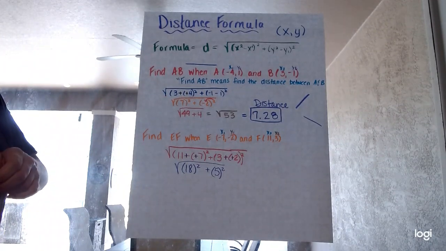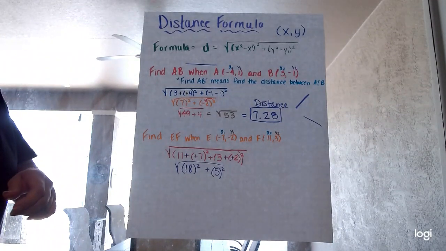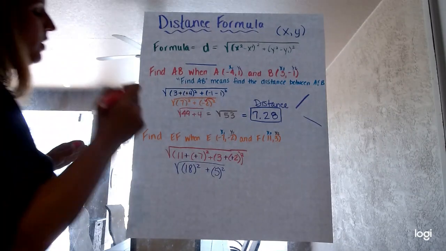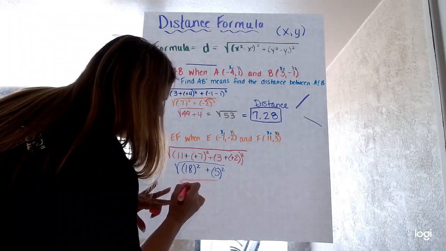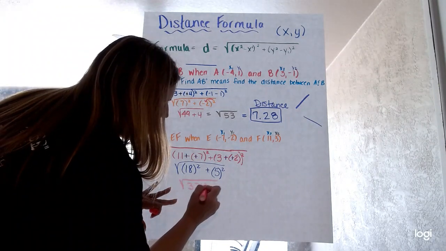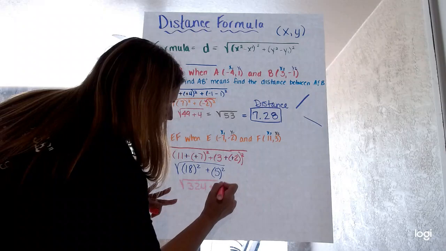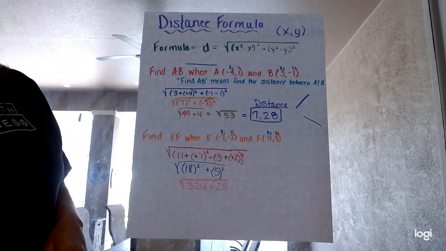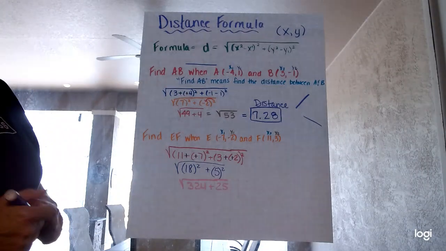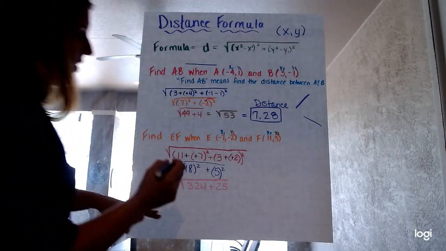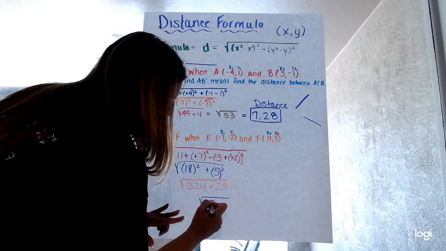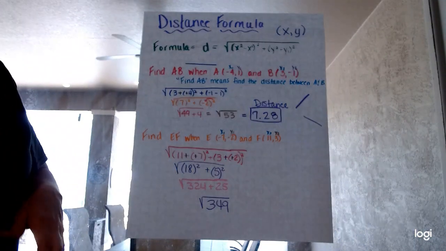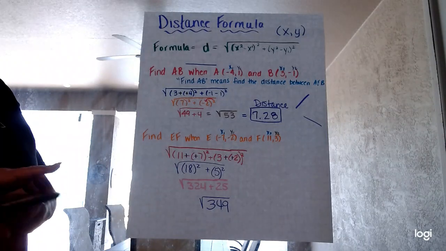So now, I'm so sorry, I'm trying to find a color that you'll be able to see. All right, so when we plug 18 into our calculator, we're going to get the square root of 324, and 5 squared is going to be 25. So 324 plus 25. Add those two numbers together, and we get the square root of 349. I don't want just the square root of, I need to find the actual answer.